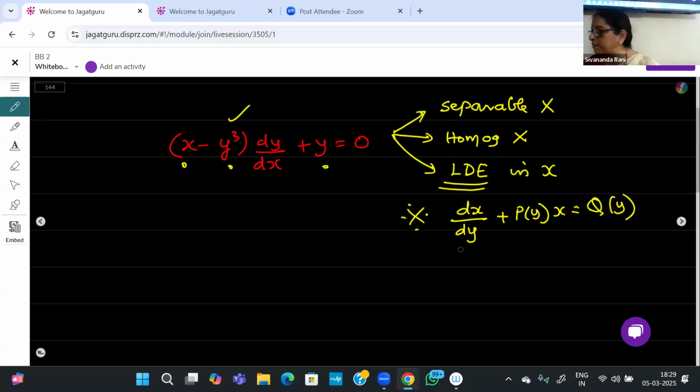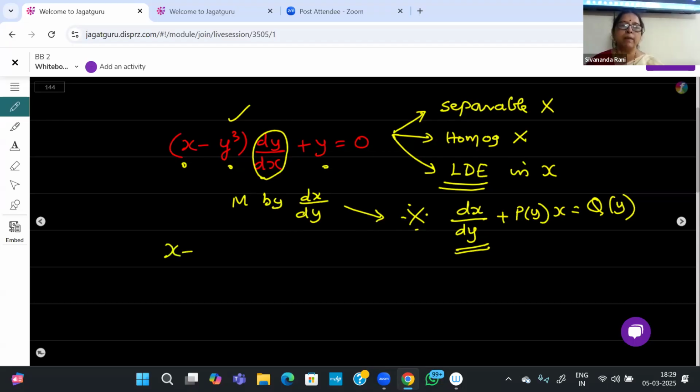Let me see whether you achieve this. What we can do is, we have got dy by dx here, but we want its reciprocal. So I think we can do away with this. Therefore, multiply by dx by dy, because this is destroying the linearity of x, no? So unless and until I have dx by dy, it's not possible for me to arrange it in this fashion, right? So multiply throughout by dx by dy.